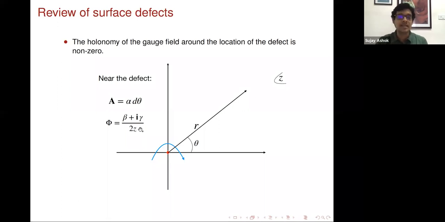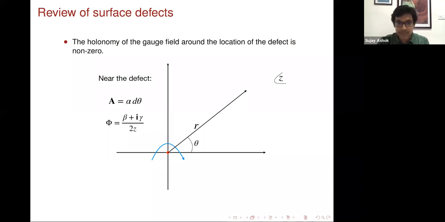But I hope this point is clear that it's a monodromy defect, because if I now compute the holonomy of A around this point, so this red dot is the defect, if you compute the holonomy of A in a closed loop around this defect, you'll find that it's non-zero and is characterized by alpha. Okay. So the defect is essentially characterized by these singular profiles for the gauge field and the scalar.